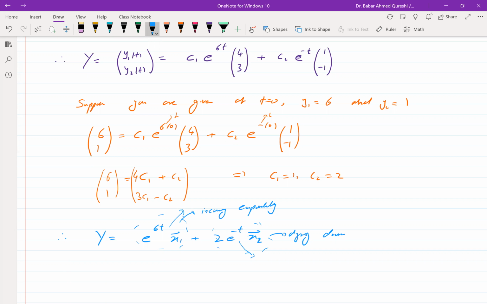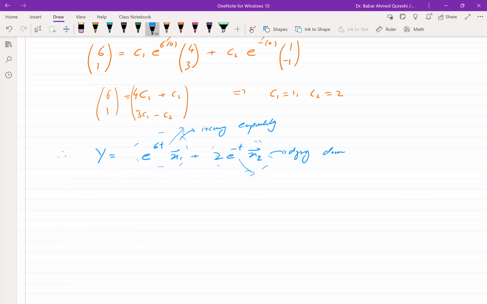And what's special about this part and this part? The part which is dying down because of this negative number is a decreasing exponential. And why did this negative number come in? Because you had a negative eigenvalue. So if you have a negative eigenvalue, that part of the solution just dies down with time, while this increases exponentially because you had a positive eigenvalue.